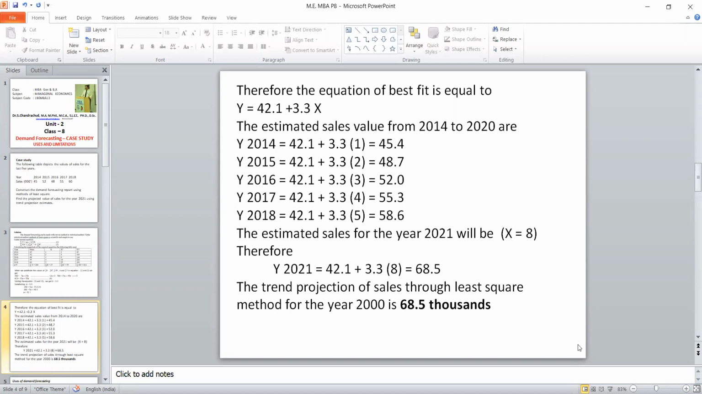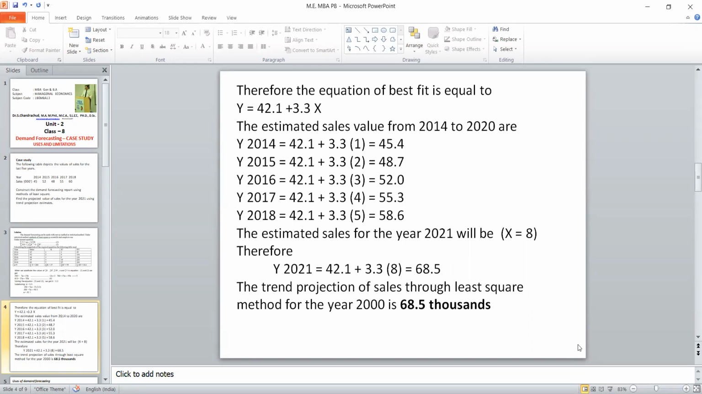Why? Because as far as demand forecasting is concerned, you have to give an estimated value for each year. Even though you know the value of sales in 2014, you have to say the estimated value for 2014 is 45.4. Actually, it is 45. So for each year, you have to calculate.